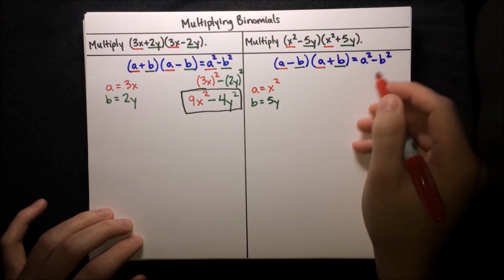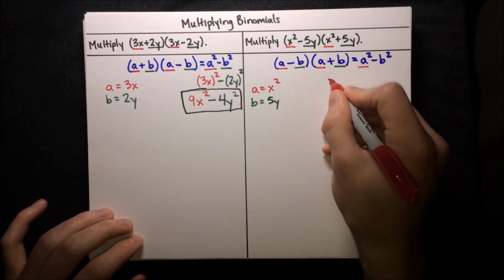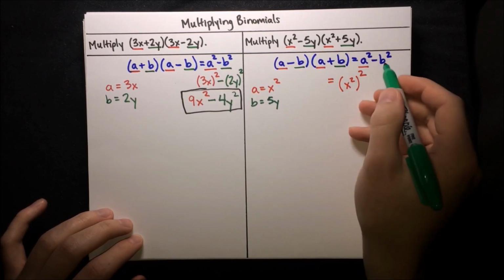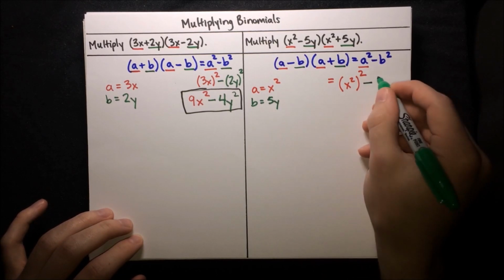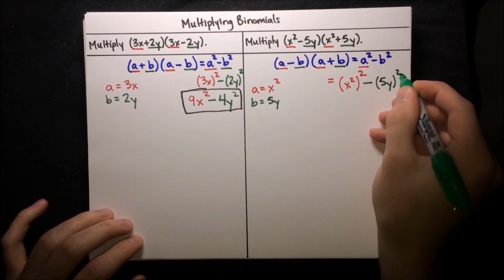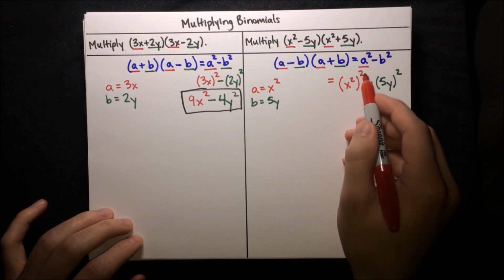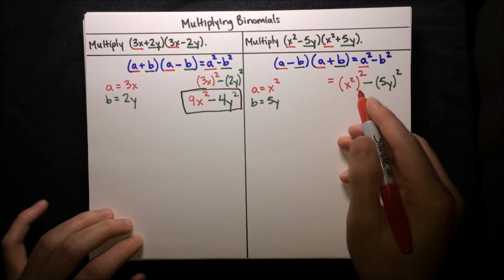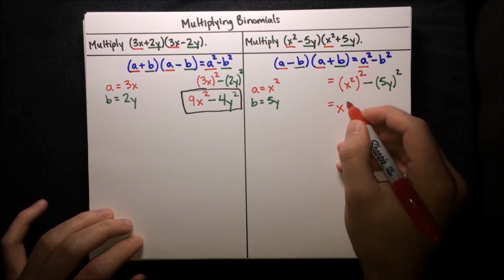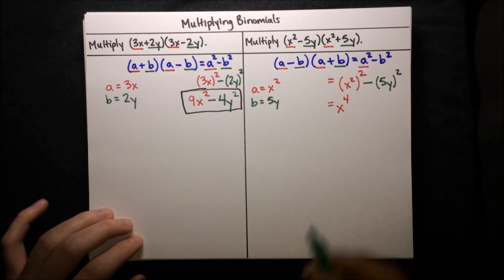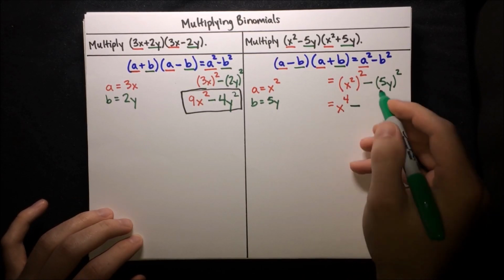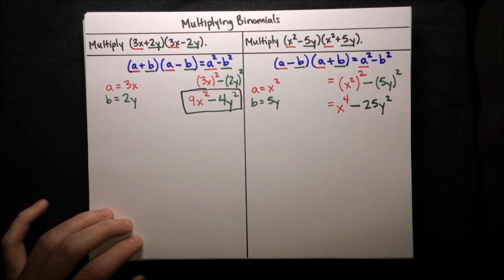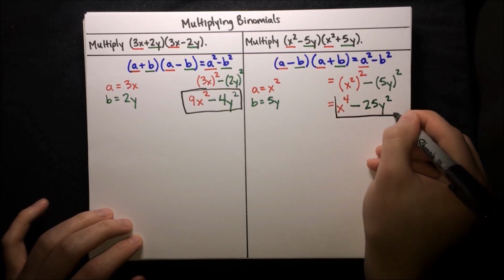So then a squared minus b squared becomes, well, a squared is x squared, that squared, and then minus b squared, so minus 5y squared. Alright, so what is x squared squared? Well, when you raise an exponentiated expression to an exponent, you multiply the exponents. So that's equal to x to the 2 times 2, or just x to the 4th. And then minus 5y squared, so minus 5 squared y squared, which means minus 25y squared. And there we go. There is our final result.